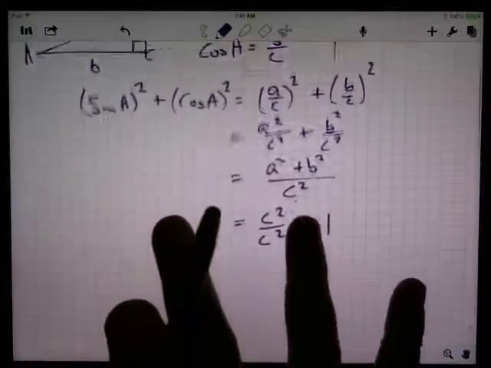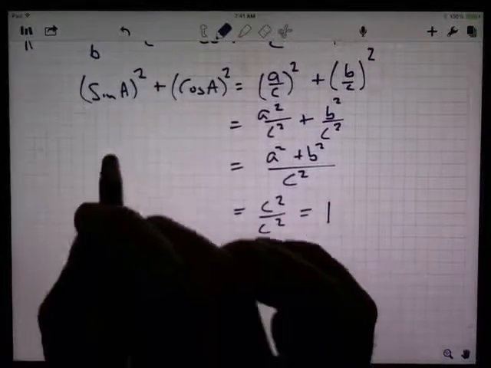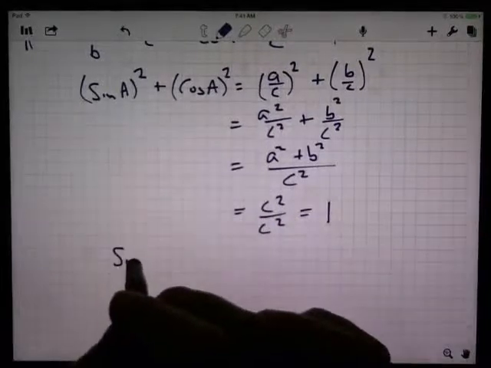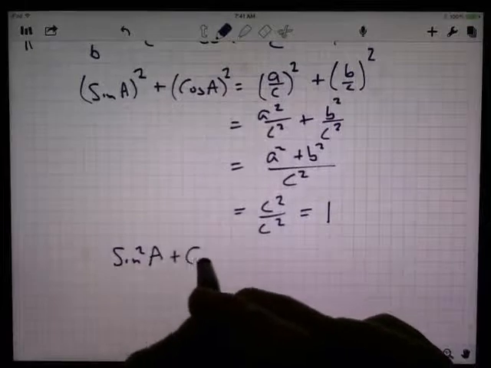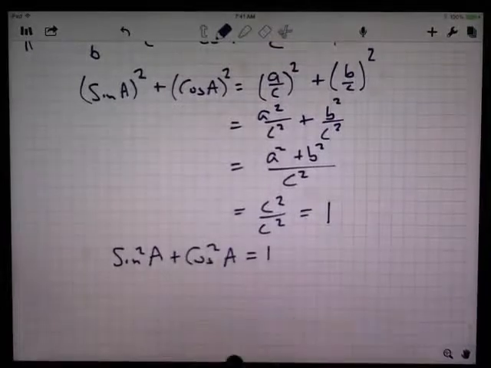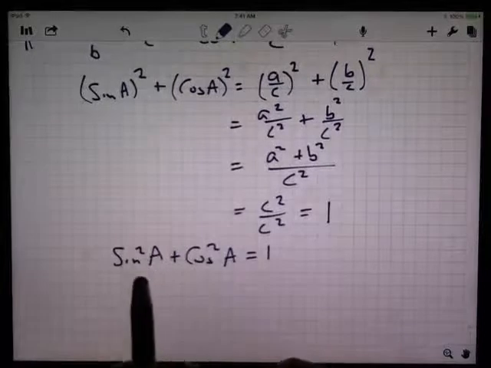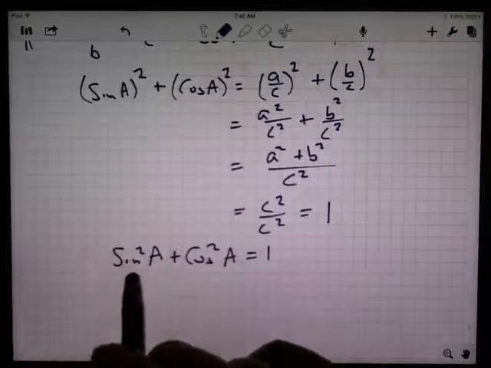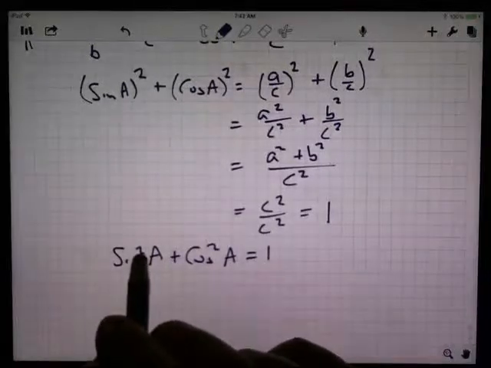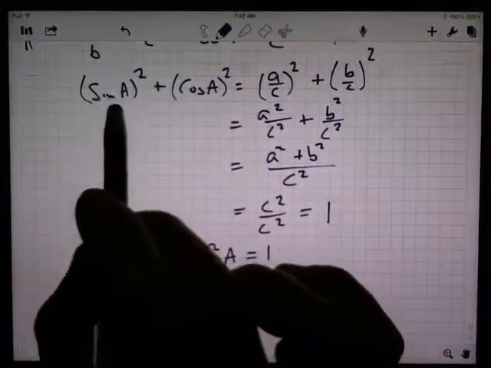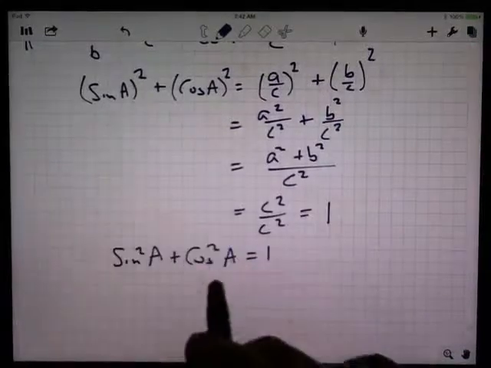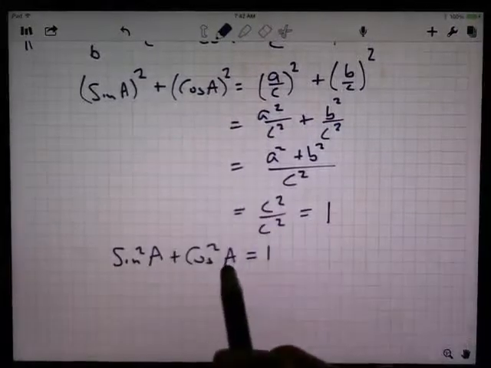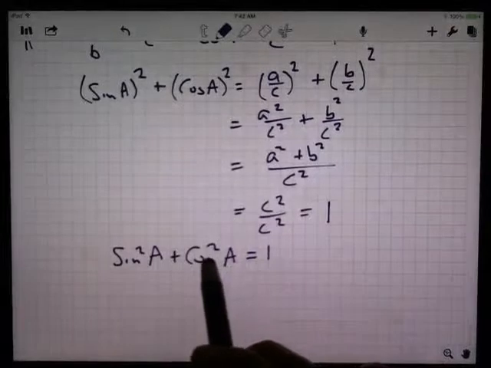I want to quickly note the notation here. We generally don't write it like this. We write it like this: sine squared A plus cosine squared A equals 1. There's a video coming up that talks about this notation, but when we write that sine squared, we mean figure out what the sine of the angle is. Take the output of the function and then square it. Likewise, cosine squared A. Figure out what the cosine of A is first and then square it. You're not squaring the A, you're not squaring the angle, you're squaring the output of the trig function.